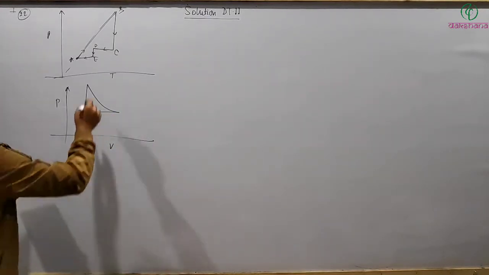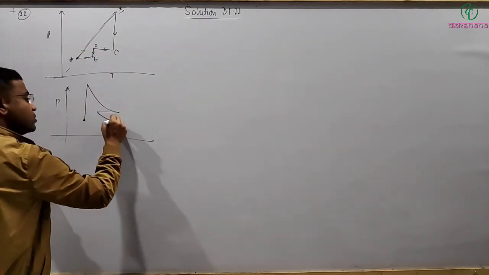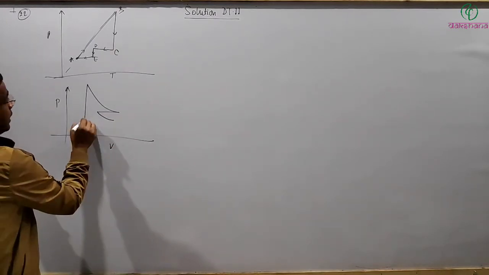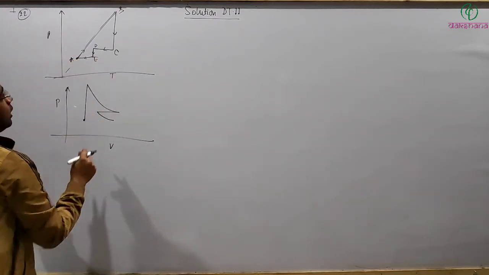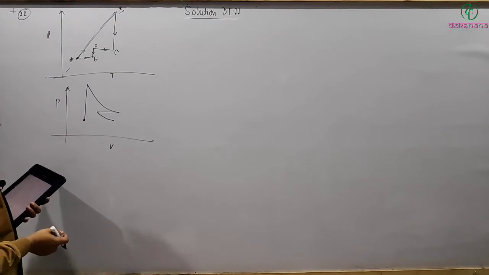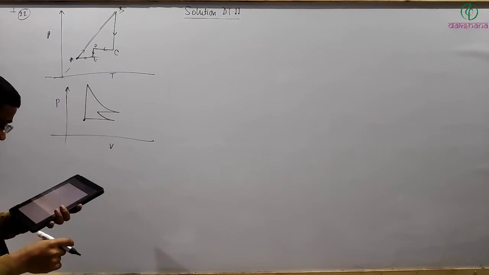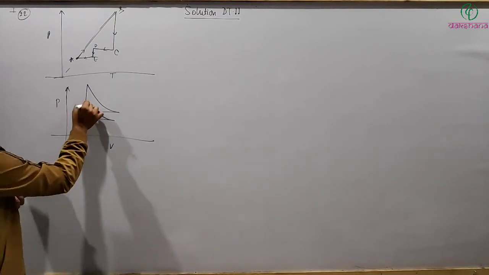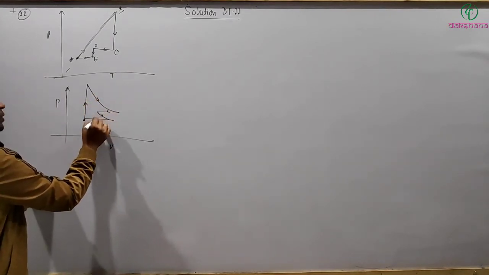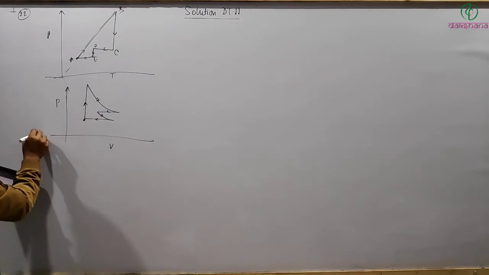And then after that this is again temperature constant, so this is isothermal like this, and then again it will be like E to A, again pressure constant, so volume decreasing, it will be like this. So that is matching with option number, so this will be the graph, and that matches with option number 4.